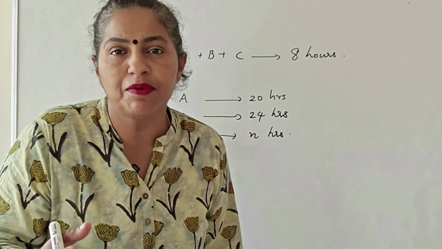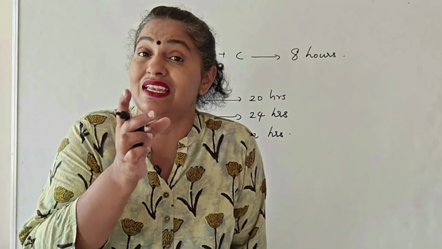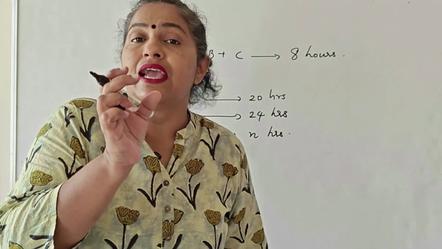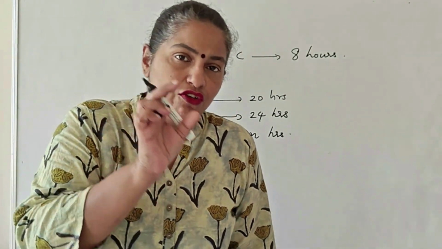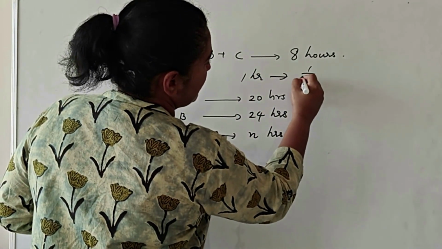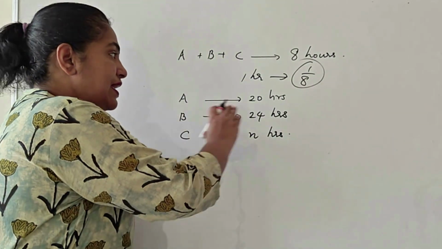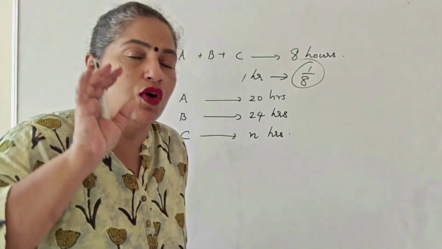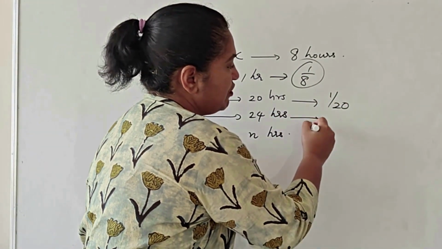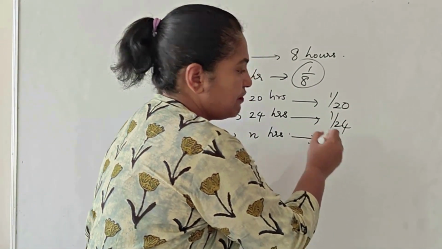Okay, so now like in the previous question, we have to convert it into the work done by these people in a single hour, or in a unitary way. So A, B and C can finish the work in 8 hours. So in 1 hour, A, B and C will be doing 1 by 8th of the whole work. Correct. Now, A can finish the work in 20 hours. What is the work done by A in 1 hour? It is 1 by 20. What is the work done by B in 1 hour? 1 by 24. And that of C is 1 by n.